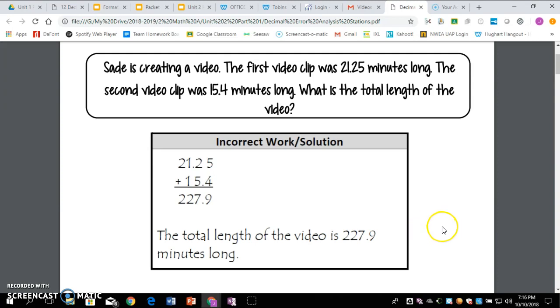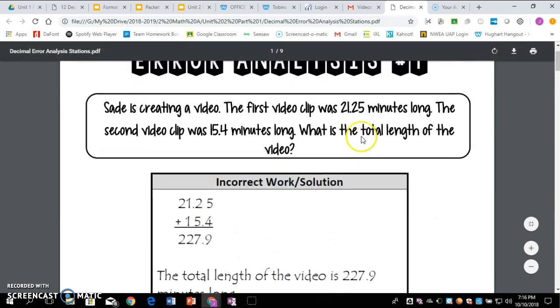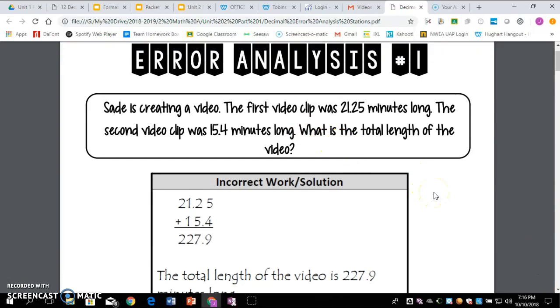So here would be my suggestion on how to approach this. Read the problem first. You can't really figure out if they did it correctly or not if you don't even know what the problem was asking. So make sure you read through the problem to know, should you be adding, subtracting, multiplying, or dividing, and what are you looking for in the problem? How would you approach this problem?